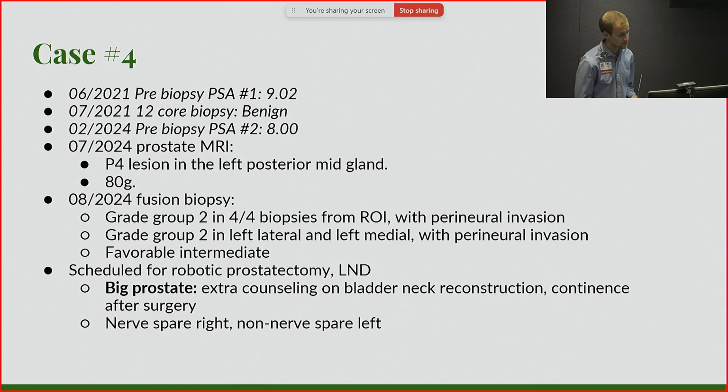Like I said with the last patient, big prostate, extra counseling as far as need for bladder neck reconstruction and what his continence expectations might be after surgery. For him also, I know that lesion and the primary bulk of the cancer is over on the left side, kind of adjacent to the edge of the prostate. And so I'll probably go a little bit wider on the left side and hug it a little bit tighter from the nerve perspective on the right.